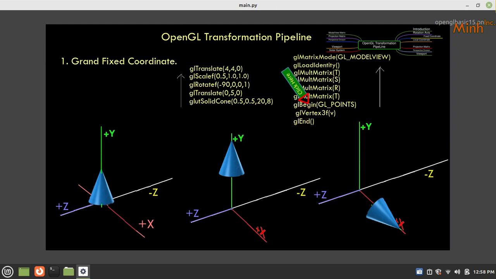And then glMultMatrix with the translation, rotation, scaling, and translation again. So if the model view matrix is loaded with load identity, it won't go like this; it will go from bottom to up. This approach is the actual mathematics, and it is called the grand fixed coordinate approach.